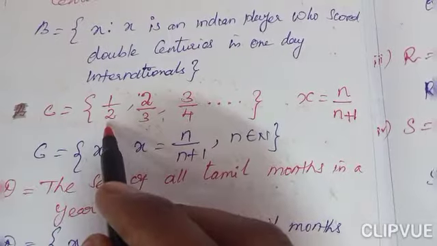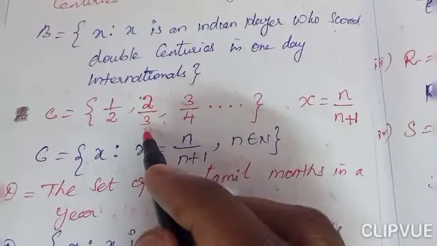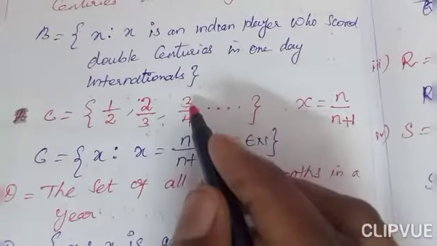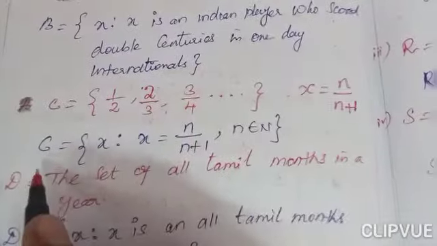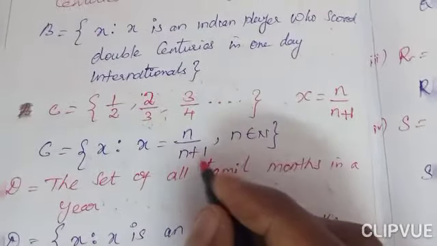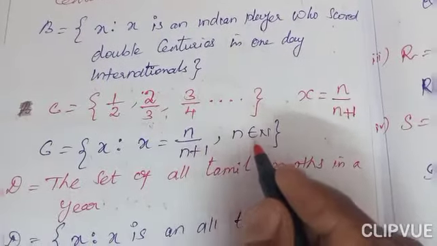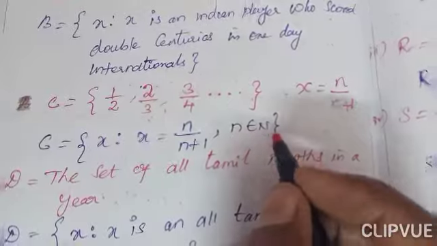1 by 1 plus 1 is 1 by 2. 2 by 2 plus 1 is 2 by 3. 3 by 3 plus 1 is 3 by 4. So we are writing set C equals x such that x equals n by n plus 1, n belongs to natural numbers. That's why I have written capital N.